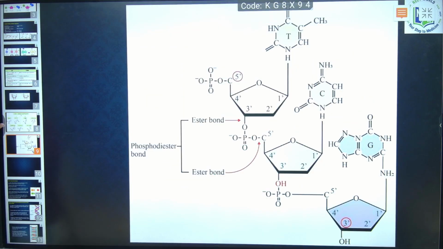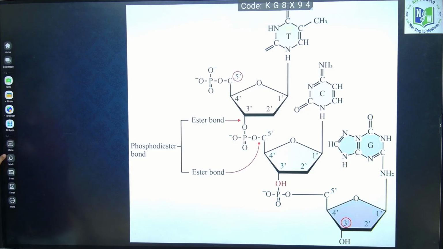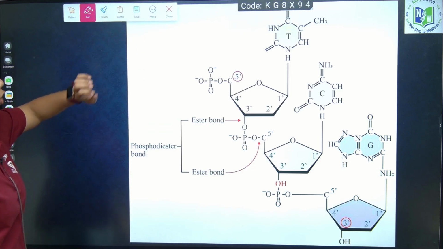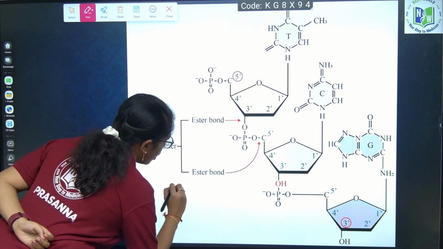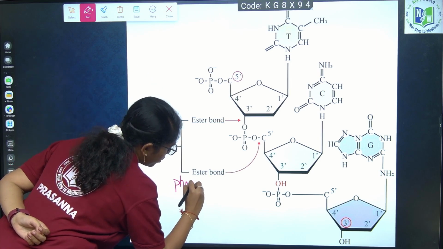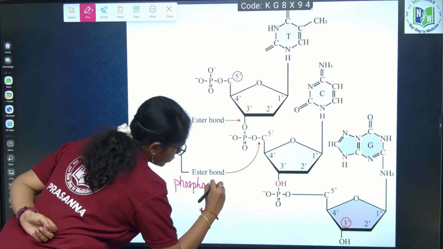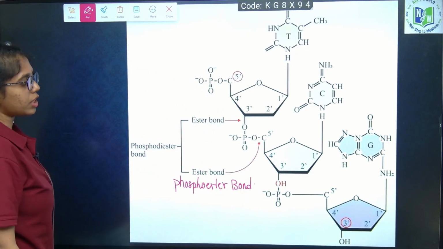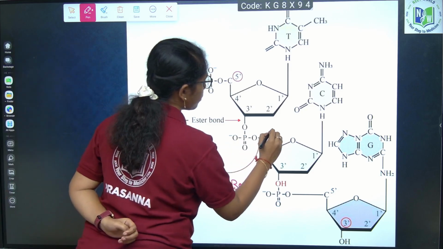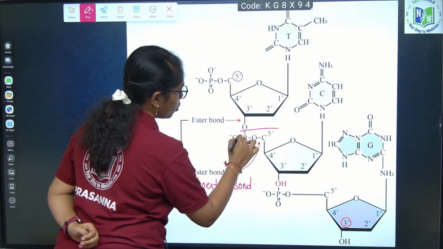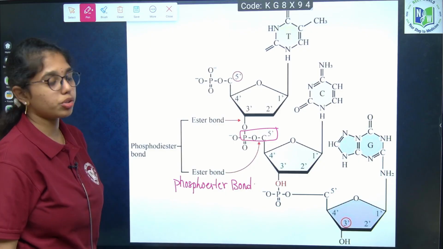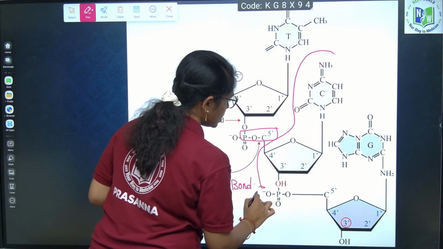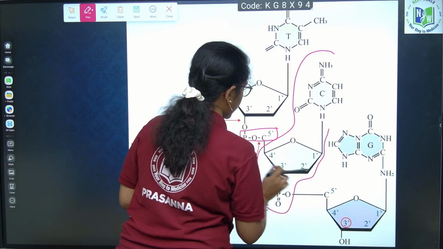Next, we have understood what a glycosidic bond is. Here we need to understand 2 more important bonds for the formation of nucleotide and polynucleotide. One is the phosphoester bond. Phosphoester bond is formed between the C5 carbon of pentose sugar and the phosphate group. This is a nucleoside. Sorry.